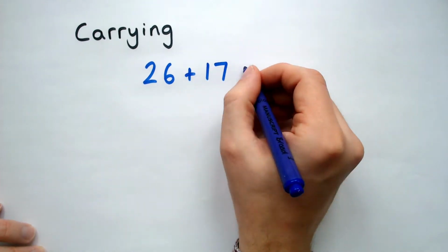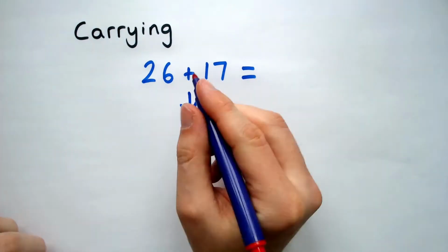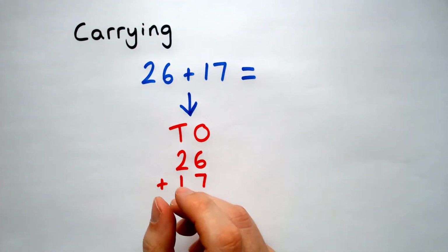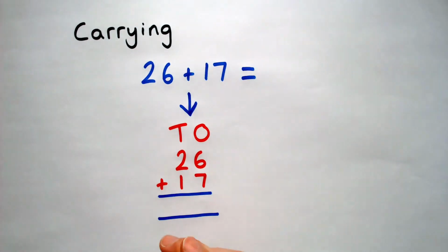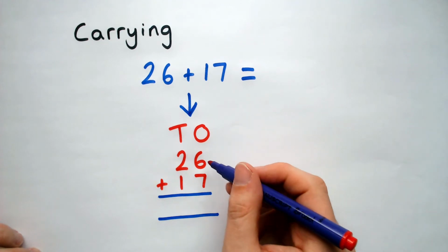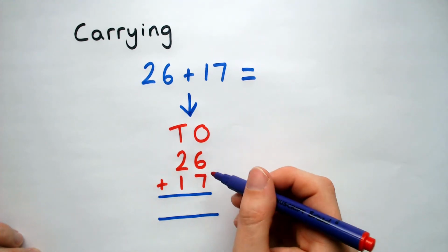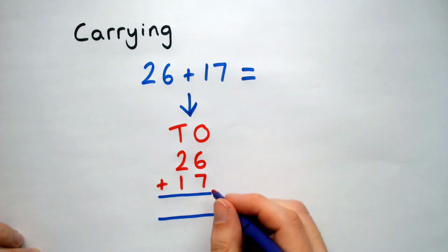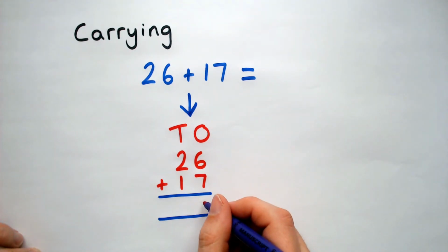Sometimes questions are a little bit harder, in particular where the numbers in the columns total more than 9. In this question, after laying it out using the place value grid, we have an issue with the ones, where a 6 and a 7 add together to make 13. However, we can't put 13 in the answer box for the ones because it's more than a single digit number.